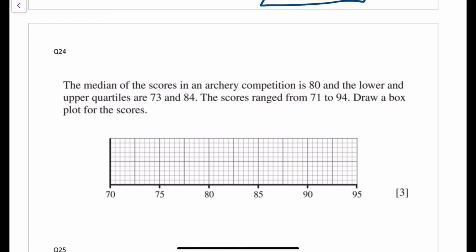This is a box and whisker diagram question. It says the median of the scores in an archery competition is 80, and the lower and upper quartiles are 73 and 84. The scores range from 71 to 94. Okay, draw a box plot for the scores.